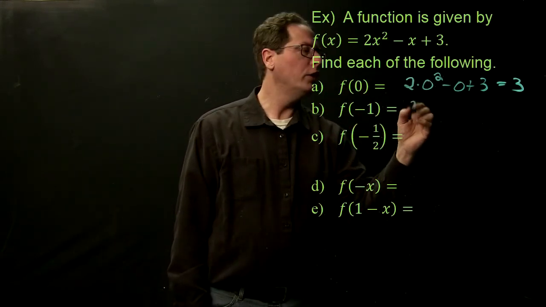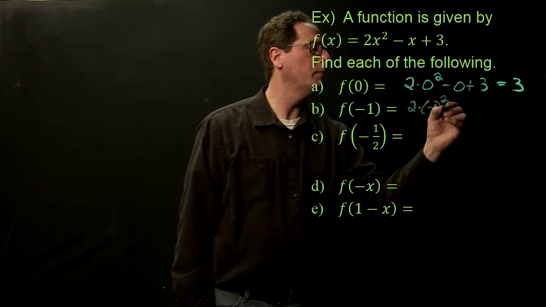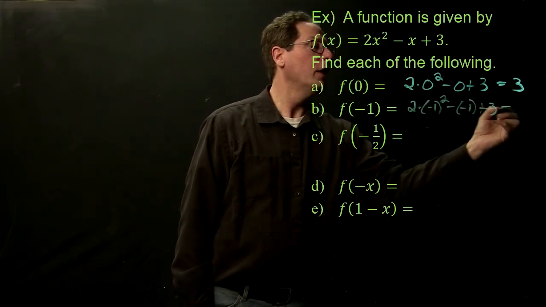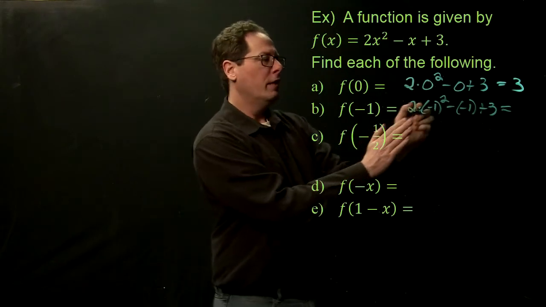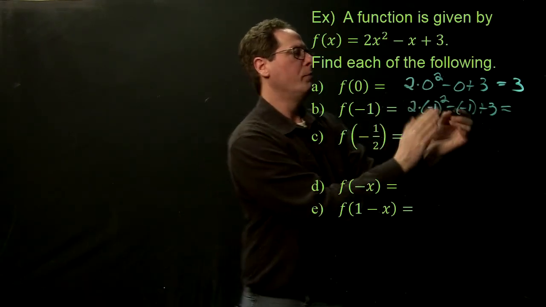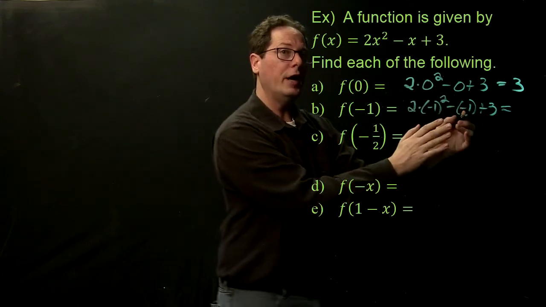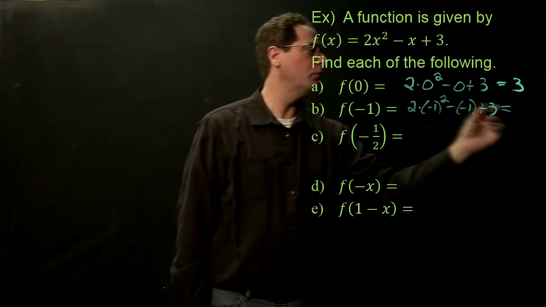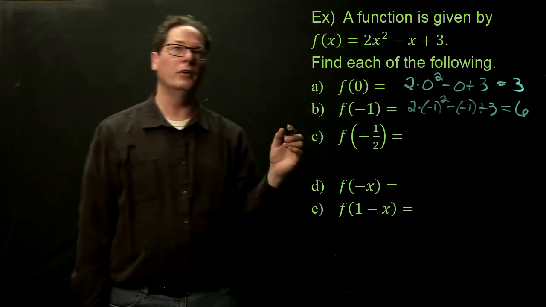Same with -1. 2 times -1 squared minus -1 plus 3. You have to be careful of your order of operations. The -1, you square the -1 first, so you get a positive 2. When you subtract this -1, it becomes a positive 1. So 2 plus 1 is 3, plus 3. We're looking at 6 now.